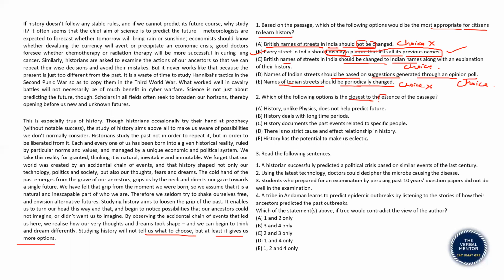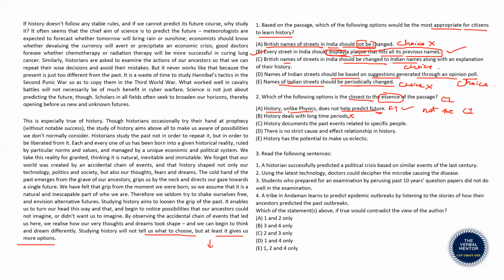Closest option, which conveys the essence of the passage. History, we have understood the central idea. The last line pretty much sums it. History, unlike physics, does not help predict future. Actually true, but not the central idea. Central idea is that history, though it does not help predict future, helps us in different ways. It at least informs us of the various possibilities. So not the central idea, minor point.